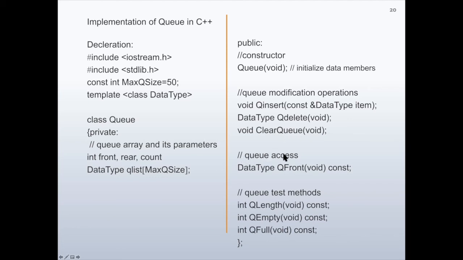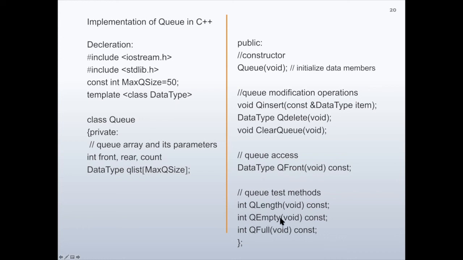We have the queue access method, which is data type queue front void constant. This will return the item in the front of the queue, but there is no change in the content of the queue. We have queue test methods, which are to return the number of elements in the queue. That is, this is to return the value of count. This is not changing the content of the queue. It will return the number of elements, that is count, which is an integer.